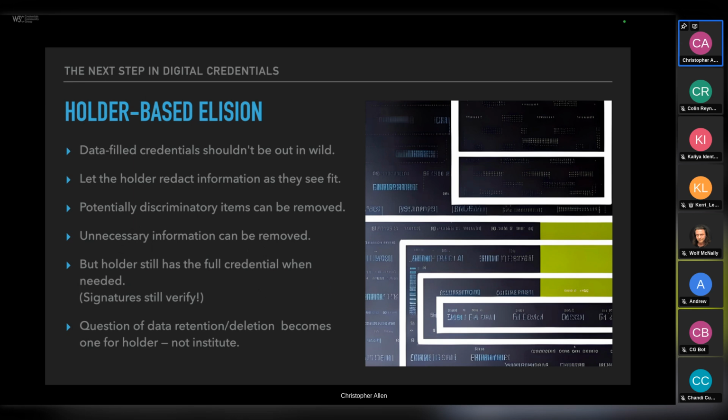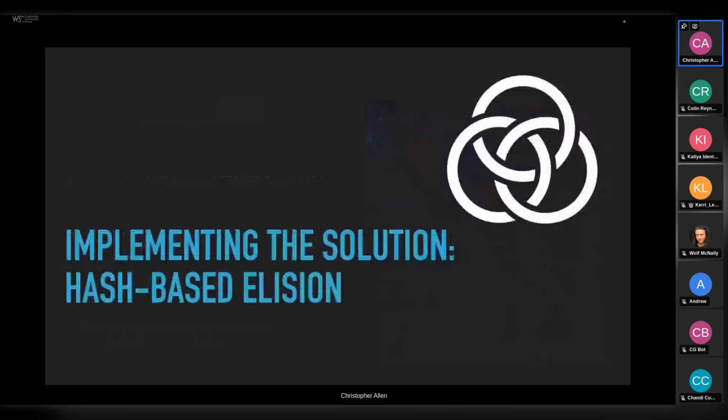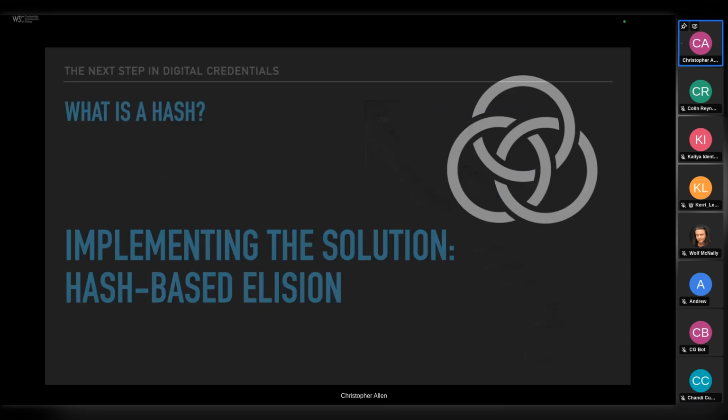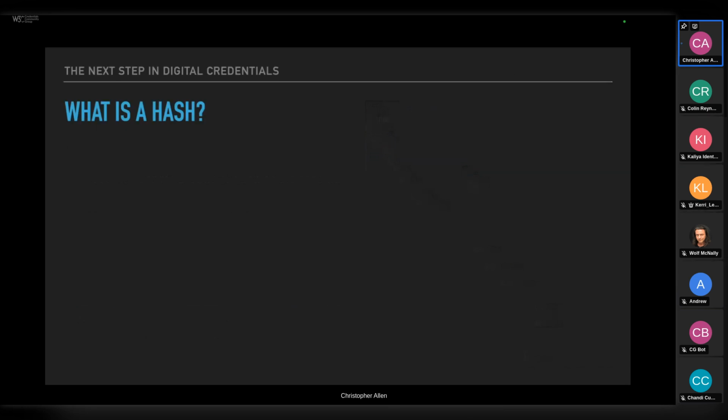So thus the question of data retention, deletion, inclusion, et cetera, becomes more of an issue for the holder and of course the holder's wallet, not the educational institution. So how does this work? I'm going to talk about one particular approach to it. This is from Blockchain Commons. Wolf is the implementer. And it basically starts with a hash.